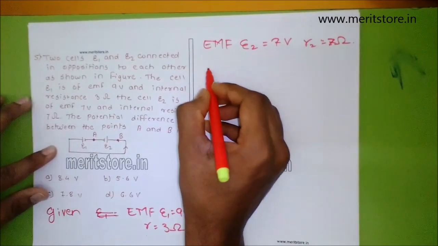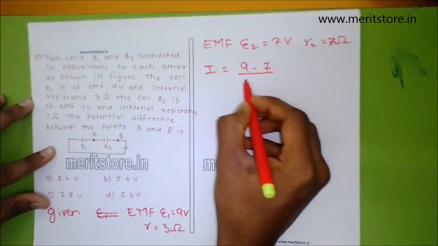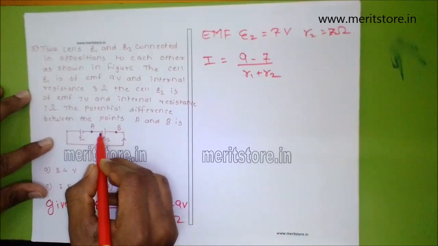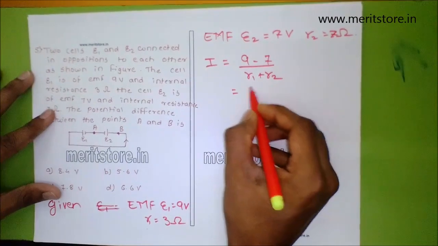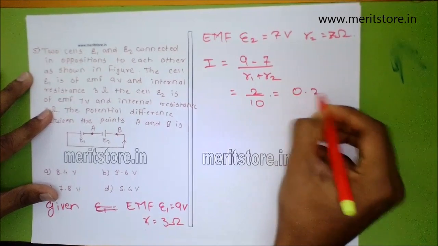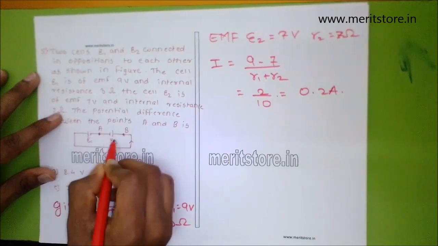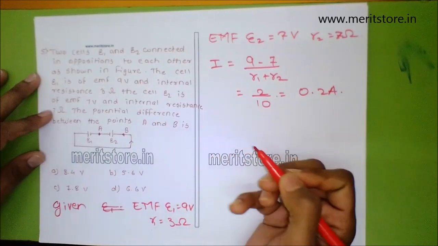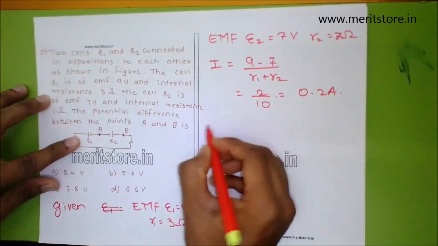We need to find the current that is flowing through the circuit. I is nothing but 9 minus 7 upon R1 plus R2. Here it is 9 minus 7 since the cells are in the opposing configuration. So this is equal to 2 upon 10, that is 0.2 amperes. Now we need to find the potential difference across either of the batteries, and any one of them can be considered as the right solution. So let us consider the potential difference across epsilon 1.